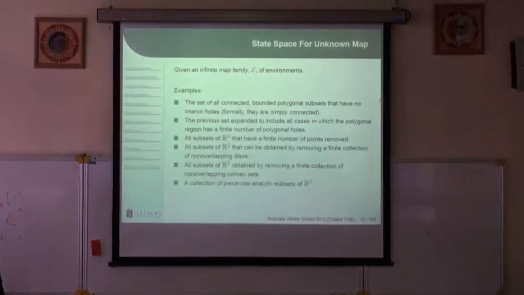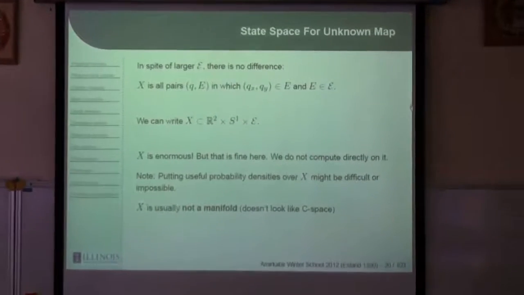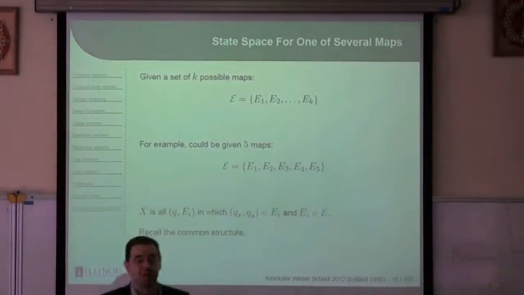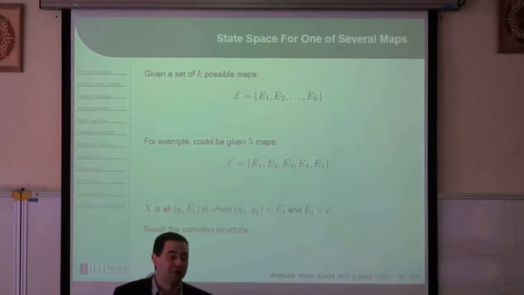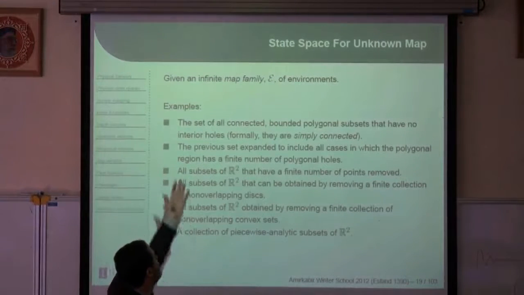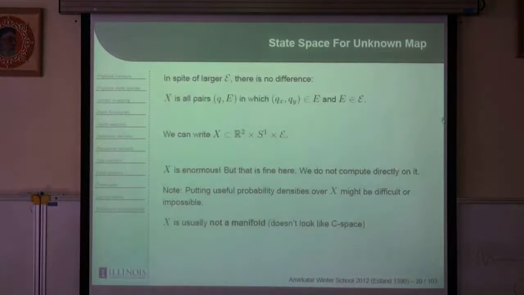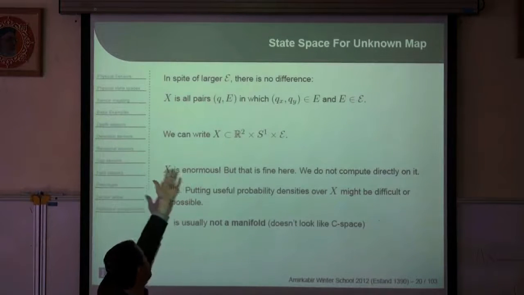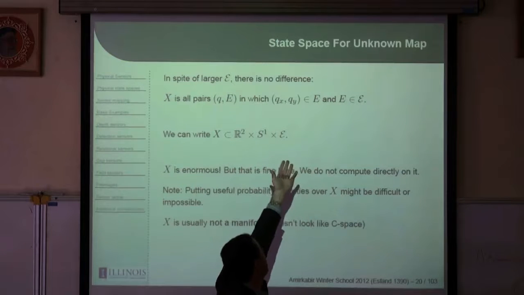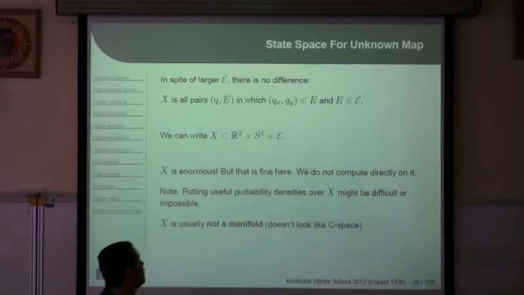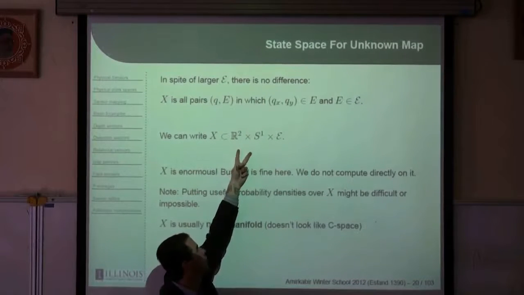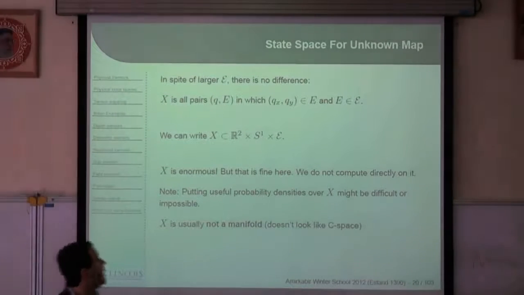So what happens for the state space for these gigantic collections? Well, they look the same, right? I gave you this example back here with just 5 maps, right? But what's the difference? The set fancy E is just bigger, that's all. So it's going to look the same. I could have an infinite family of maps. So I have this really large E, but there's no difference. It's all pairs (q, e), in which q_x and q_y are in e, and e is in fancy E. So for example, the state space might look like this. It's a subset of all positions, that's R2 cross S1, cross E, which is all possible maps.